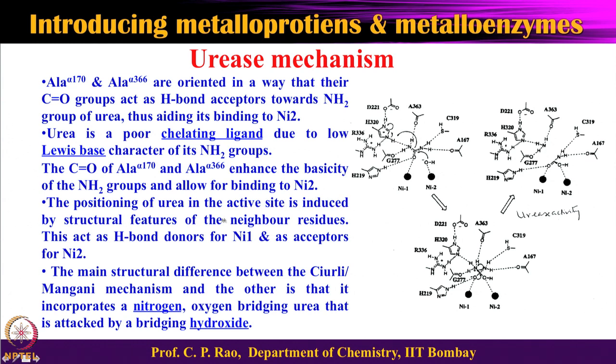So, the position of the urea in the active site, as I said earlier, is associated with structural and conformational changes, and this change is also included in the neighbor residues. Those will turn into hydrogen bond donors as well as hydrogen bond acceptors. On one center you have hydrogen bond donors, and close to the other nickel center you have hydrogen bond acceptors. So, these are the two different types of possible mechanisms present in the literature.